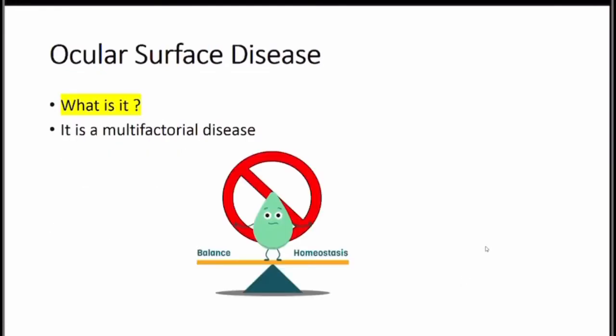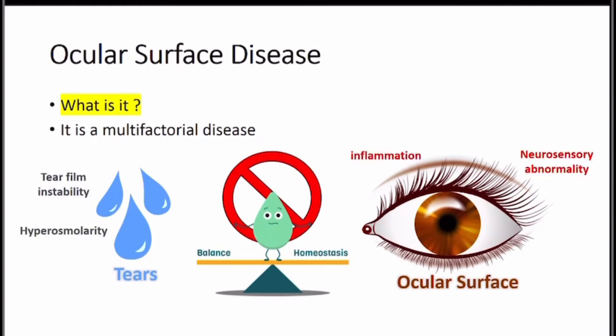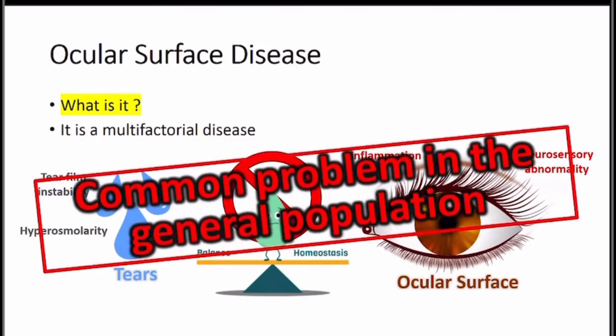What is ocular surface disease? We all know it's a multifactorial disease where there's loss of homeostasis and balance of the tear film of the ocular surface, leading to tear film instability, hyperosmolarity, inflammation of the ocular surface, and neurosensory abnormalities. It's a common problem, and we face this every day in our clinics. It's probably the most commonly confronted condition.